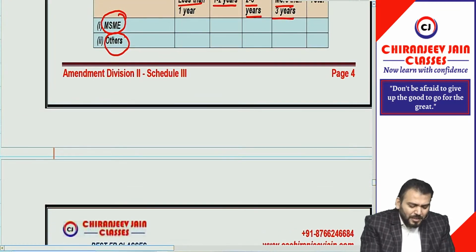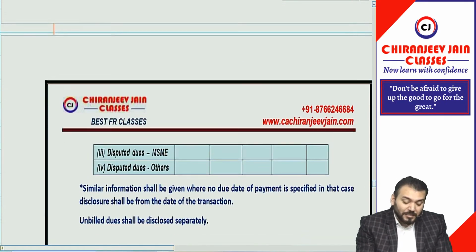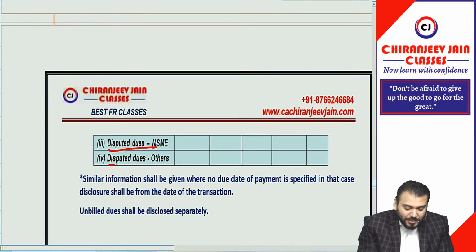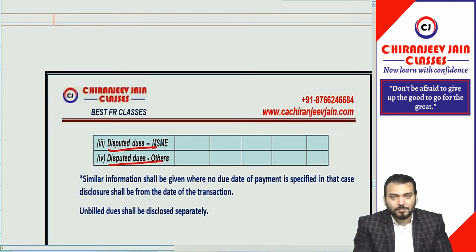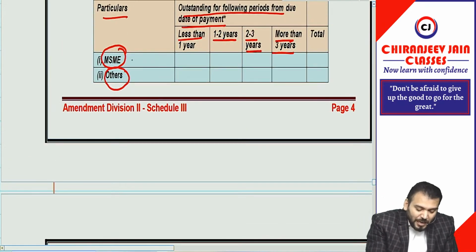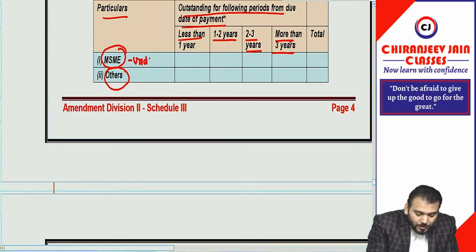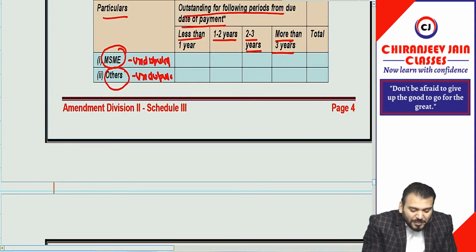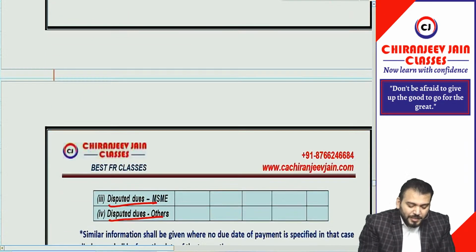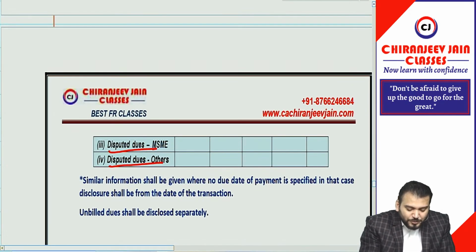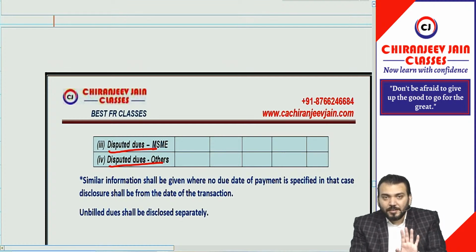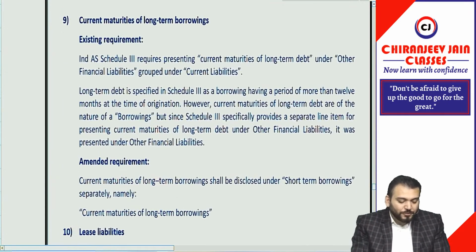Correct. Of course, here also MSME, others, and then also disputed dues and disputed dues to others. This also is required to be disclosed, meaning it is undisputed. This is also undisputed. So undisputed MSME, undisputed others, then disputed dues MSME, disputed dues others. Correct. Got it? Yes, sir. This also you have understood.